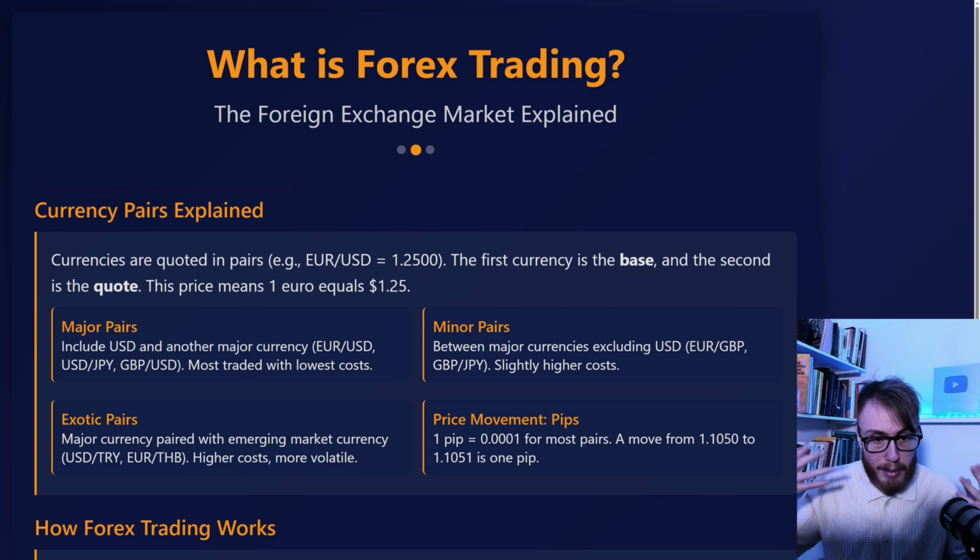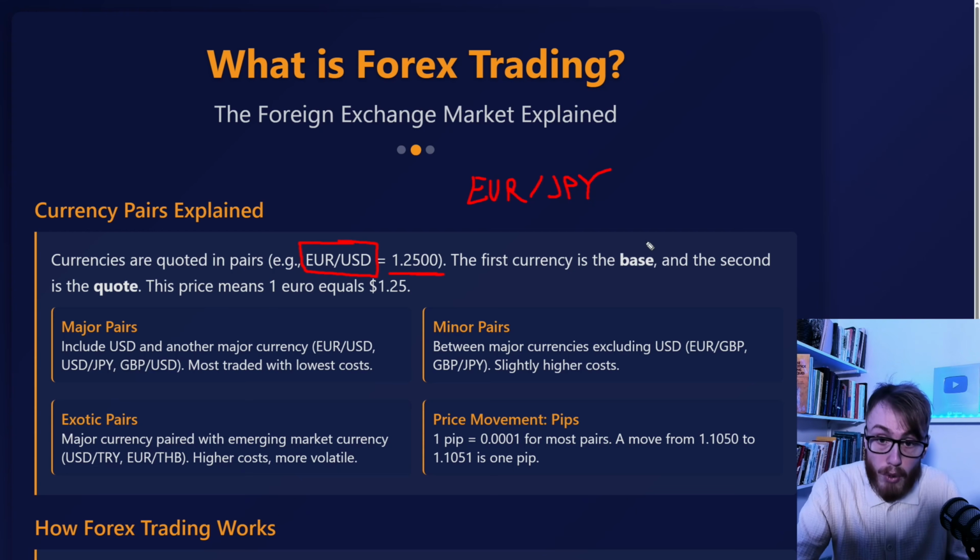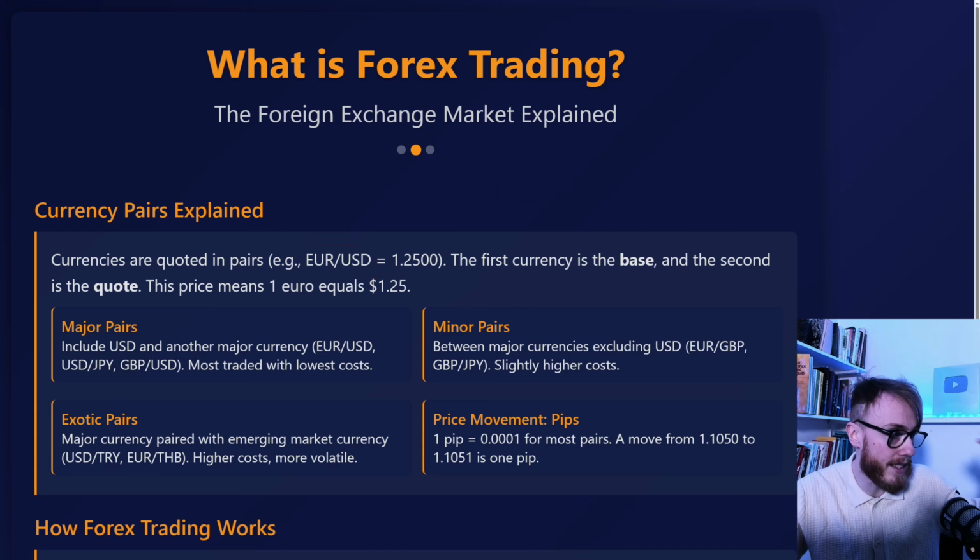And the easiest way to think about this, at least in my opinion, is that you should think about, for example, Euro US dollar as Euro measured in US dollar. So how much is 1 euro worth measured in US dollar? And if it's 1.25, it means that 1 euro is equal to 1.25 US dollar. But if we, for example, have euro as the base, and let's say we have Japanese yen, which is JPY, this means euro measured in Japanese yen. So always have this thinking pattern in mind. At least this is how I think about it, and I think that's an easy way to think about it.